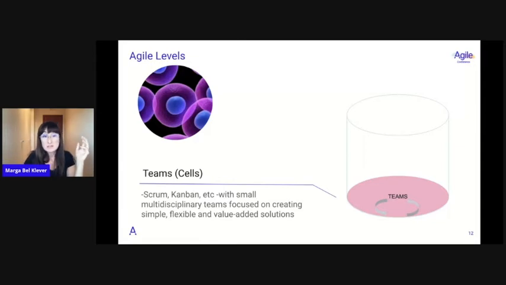Teams delivering product and providing services to other teams apply methodologies such as Scrum and Kanban, and they work in small multidisciplinary teams focused on creating simple, flexible, and valuable solutions. So we have different kinds of teams, such as, for example, here we have big teams or the service teams.